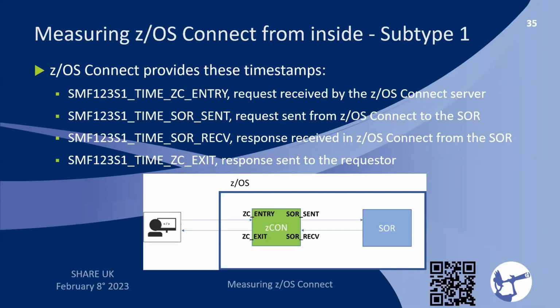Then there are also some timestamps that are written in this 123 record, and these timestamps may be used to analyze the time spent moving from one section of the adapter to the other. So you have the timestamp when the request was received by the Connect server, the timestamp when the same request was sent by zOS Connect to the SOR. Then you have the timestamp when this was received by the SOR, which is the other address space, and then finally the response sent to the requester. So if you subtract the first and the last timestamp, you will know exactly the elapsed time for this request, from the moment it arrived to the moment it was answered.